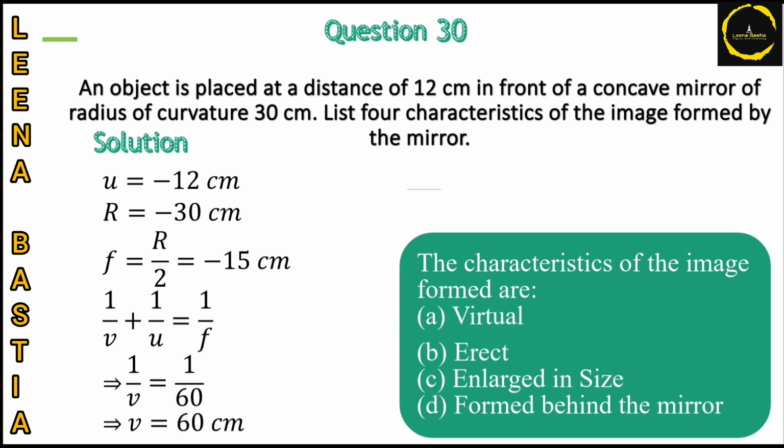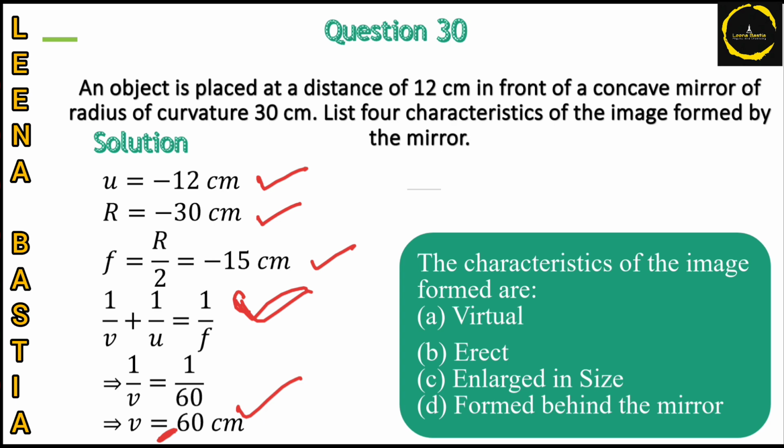So first of all, the data is minus 12 for u. R has been given as minus 30, because it has to be calculated from the pole. Okay, so it is minus 30. F equal to R by 2, that is minus 15 centimeter. Now substitute the value in the mirror formula, this one, so you will get v as 60. Now v is positive, you know what it is, it has to be virtual.